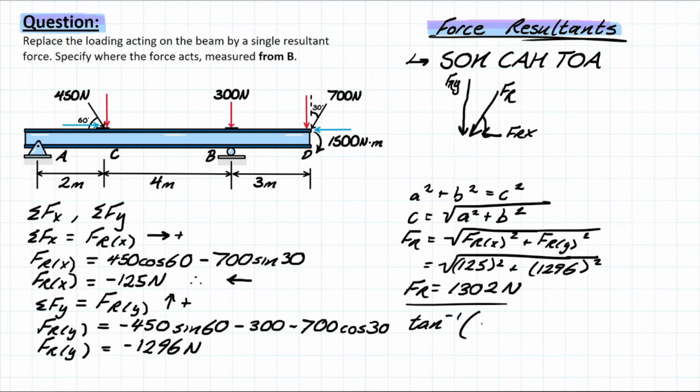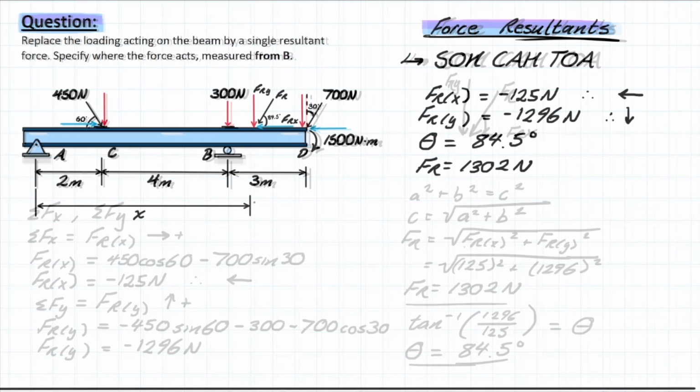So if we took tan inverse of the Fry, which was solved for here, that's 1296, you put that over the Frx component, which is 125, that's going to allow you to solve for theta. And theta is simply equal to 84.5 degrees. So these are some of your important variables that we're going to be taking forward for the next part of this problem.